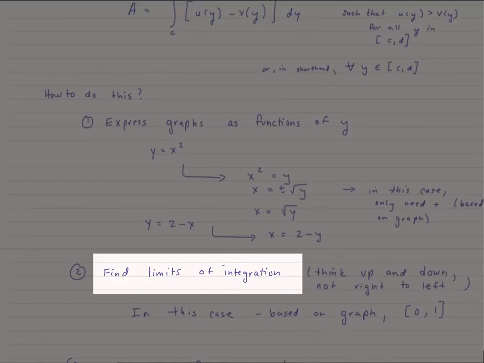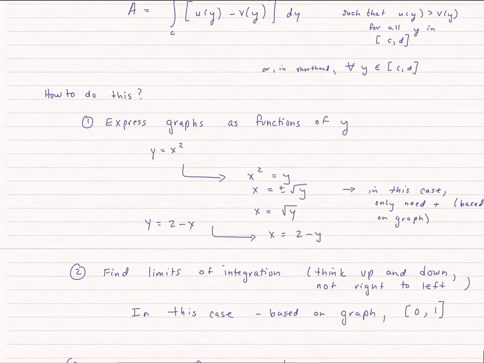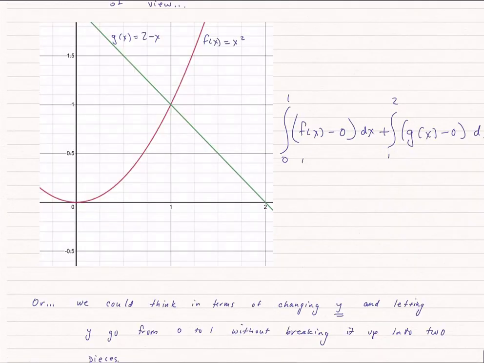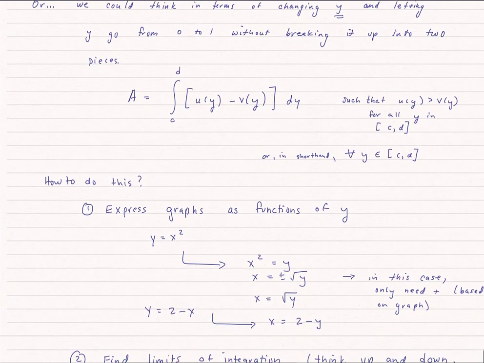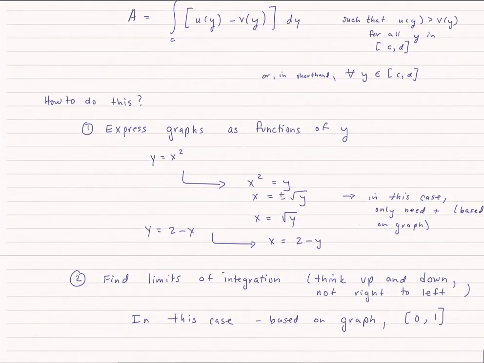In this case, we were able to quickly look from the graph that the values of y changed from 0 to 1. So when we're thinking of x, we were thinking left and right. What values does x fall between? Now, however, we're thinking up and down. What values does y fall into? And in this case, it's 0 to 1. All right, so we've expressed the graphs as functions of y. We found our limits of integration.